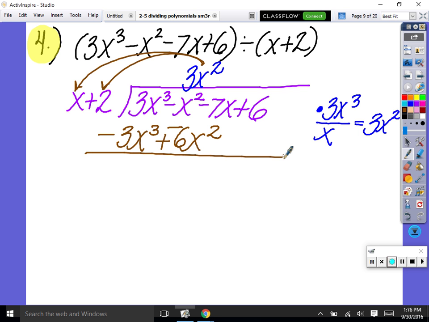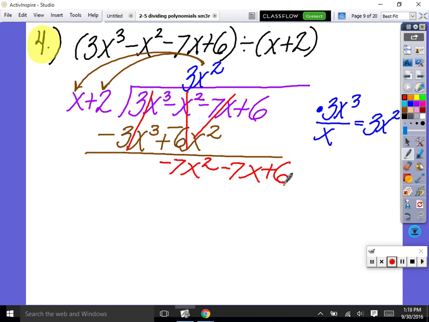Now we're going to add straight down and see what's left under our house so that we can start all over. This becomes a 0. Careful here. Negative x squared minus 6x squared is minus 7x squared. We still have this minus 7x. We still have plus 6.